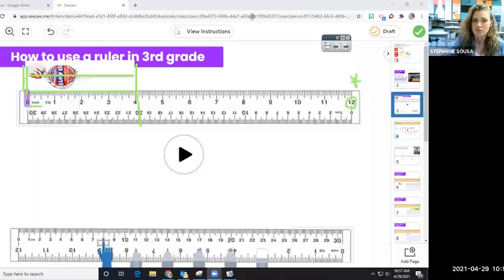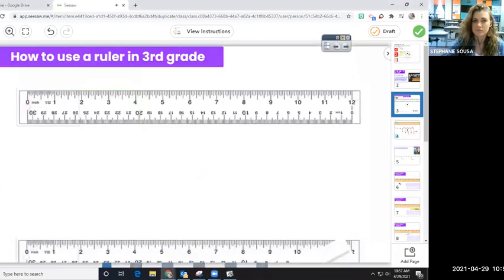I'm going to ask you to hop to slide 3. Miss Renale in this video is going to show you how to use a ruler virtually, okay? So we might know how to use them at home, but we haven't done it virtually. So this is how you can use that ruler virtually.